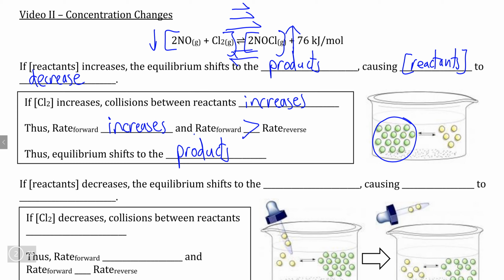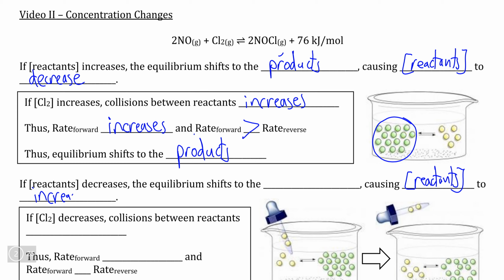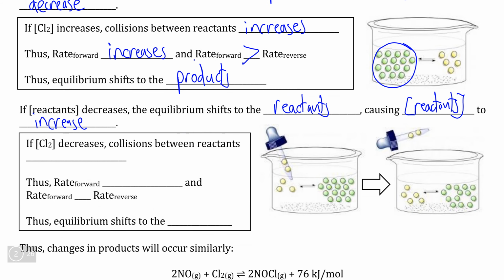Now, if we look at concentration decreases, we can analyze them in the opposite way. So if we look at the maxim, whatever we do, nature will attempt to undo. If we decrease the concentration of reactants, nature, being the equilibrium, will want to take the concentration of reactants and increase them once again by shifting the equilibrium back to the reactants in order for us to make more. Now, how do we analyze this in terms of rates? Well, it's exactly the opposite situation as we've seen before.